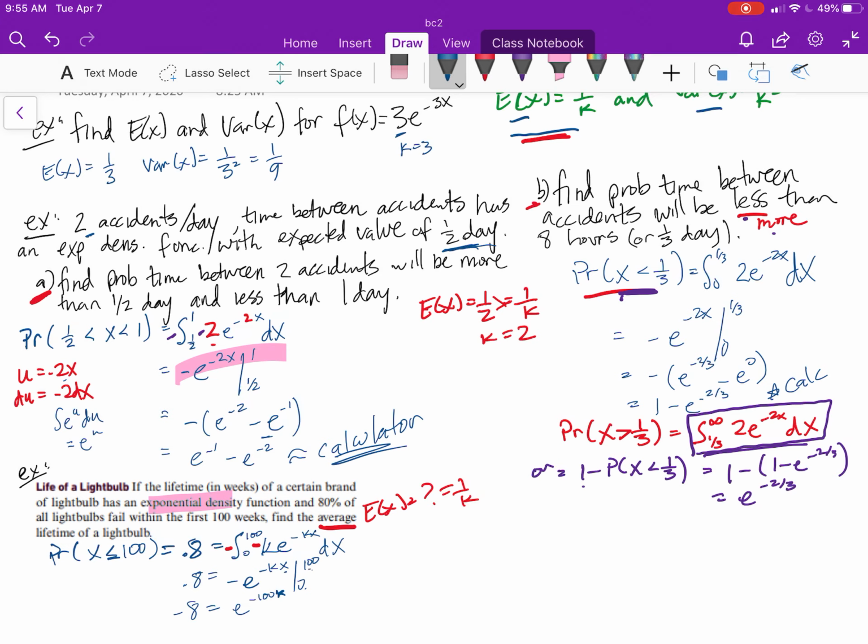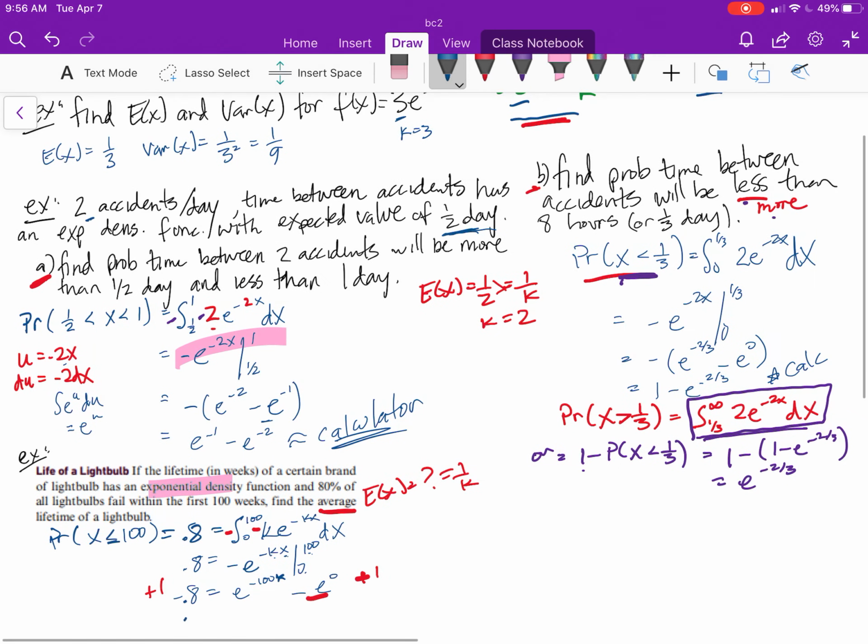I'm plugging in x is 100. I still don't know k. Minus, well, e to the 0 times negative k is just e to the 0, which is 1. So if this is negative 1, I'm going to add 1 to the other side. That's a 0.8, right? So 1 minus 0.8 is 0.2 equals e to the negative 100k.